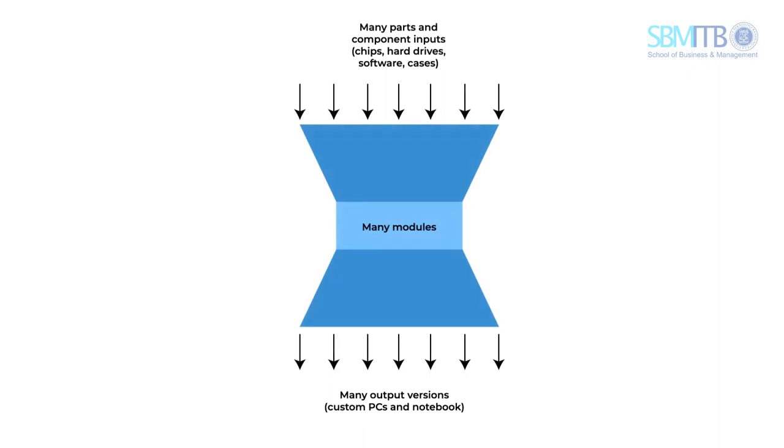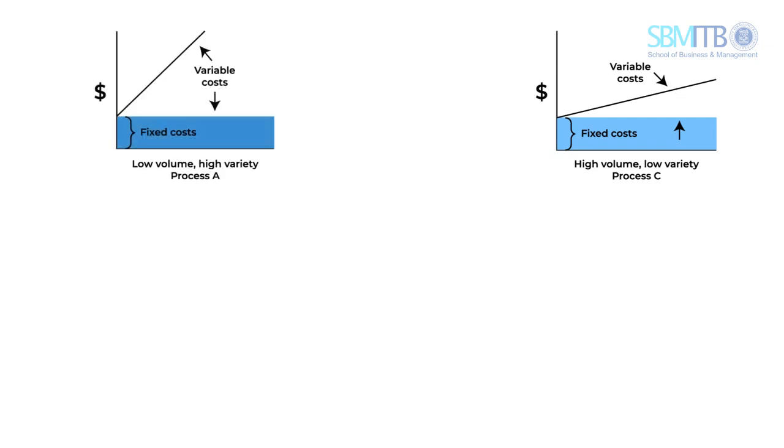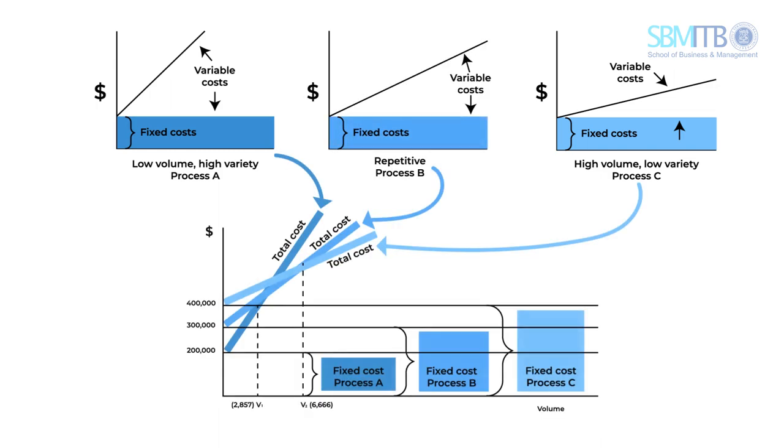Achieving a production process that has high variety and high volume, or mass customization, in this case is a challenge that requires sophisticated operational capabilities. With the recent trend of technology in Industry 4.0, it is now possible to achieve mass customization. When we compare all four types of process based on fixed and variable cost, process focus has low fixed cost but high variable cost, while product focus has the opposite: high fixed cost and low variable cost. Repetitive processes lie in between those process types.